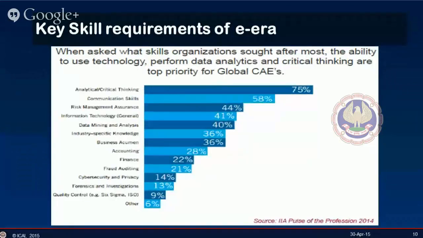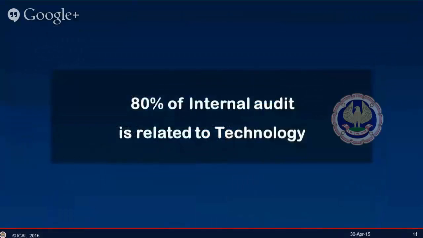Now, what are the key skill requirements of the E-era? Now, if you just have a quick look at this, this is the survey which is done of the global chief audit executives. You find at the topmost is the analytical or critical thinking. And next is the communication skills. You also have data mining analysis. So what is most important to remember is the computer is only a tool. You should know how to access, extract, and analyze the data. And that's why they say in the modern world, 80% of the internet to do is related to technology. So if you have to access the data which are available, the controls which are available in the technology, you should know how to access this data which is in an electronic form.